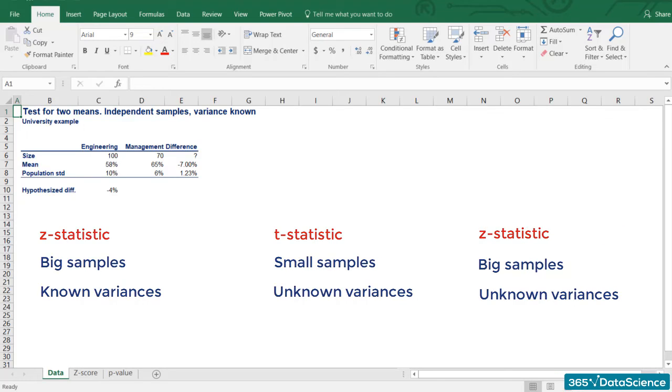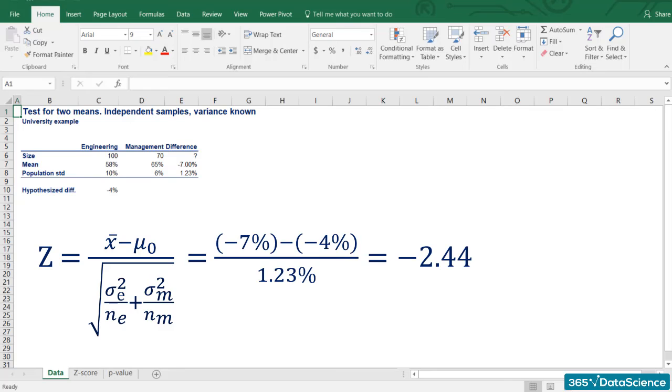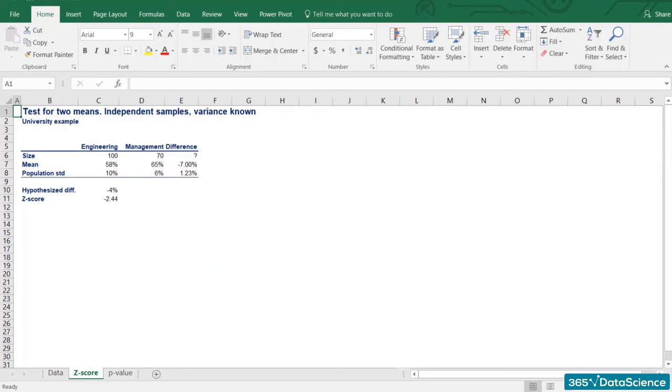All right, here's the formula for the test statistic. Sample mean difference minus hypothesized mean difference divided by the standard error. We plug in the numbers and get a z-score of minus 2.44. Let's calculate the p-value. Once again, I'll just tell you the p-value, as usually you will obtain it using software. The p-value of the two-sided test is 0.015.